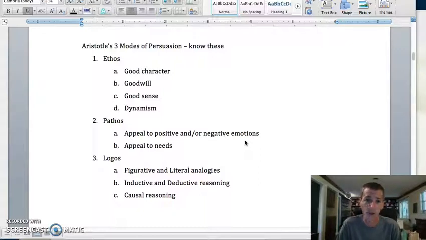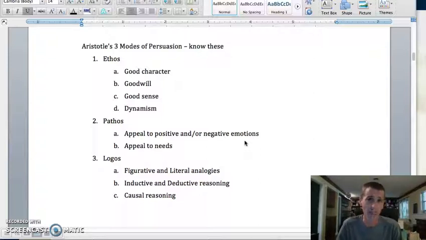Pathos is the second mode of persuasion, and this is what we call emotional proofs or appeals to emotion. And these can be very persuasive and are used all the time in persuasive speaking. So we can appeal to positive emotions, we can appeal to negative emotions, we can appeal to needs. So positive emotions, you could appeal to love, peace, unity, freedom, etc. Negative emotions, you could appeal to fear, hate, anger, and people use these all the time to try to convince people to come along with their ideas.